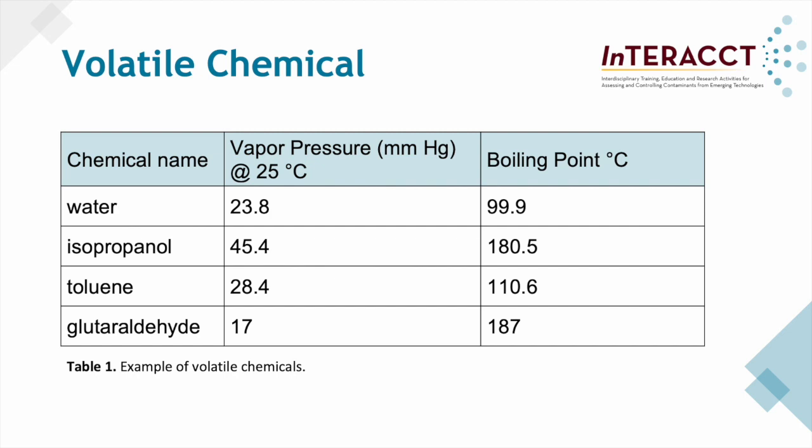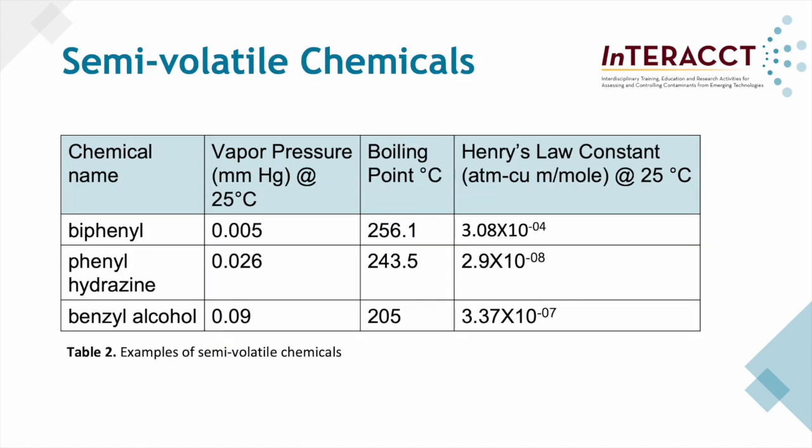Volatile chemicals, such as the examples shown in this table, have vapor pressures of 0.1 millimeters of mercury or higher at 25 degrees C. They typically have boiling points at or below 220 degrees C. Semi-volatile chemicals typically have vapor pressures between 7.6 times 10 to the minus 13 and 0.09 millimeters of mercury. You can see in this table, benzyl alcohol is at the upper end of this range. Semi-volatile chemicals typically have Henry's law constants in the range of 10 to the minus 4 to 3 times 10 to the minus 8 atmosphere meter cubed per mole.